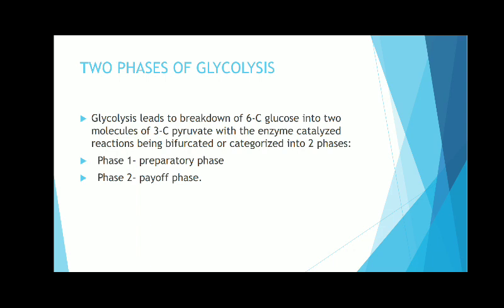So, glycolysis consists of two phases, namely the preparatory phase and the second one is the payoff phase. Glycolysis leads to the breakdown of 6C glucose into two molecules of 3C pyruvate, with the enzyme catalyzed reactions being bifurcated or categorized into two phases, which I have also told earlier, that is the two phases, preparatory phase and payoff phase.